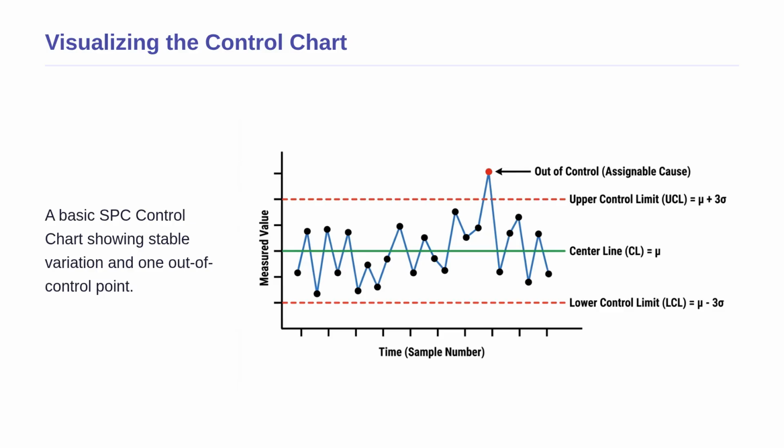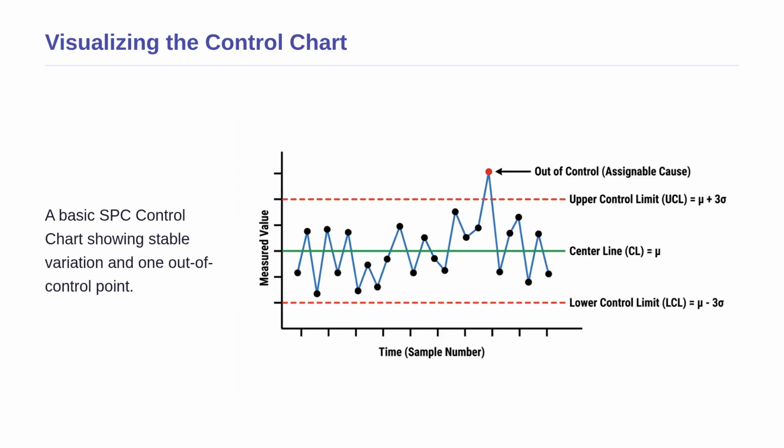Let us see everything we just discussed in a visual format. Here you are looking at a basic statistical process control chart. The horizontal axis represents time or the sample number, while the vertical axis represents the measured value of our product. Notice the solid green line in the middle? That is our center line, or mu. The dashed red lines above and below are the upper and lower control limits.